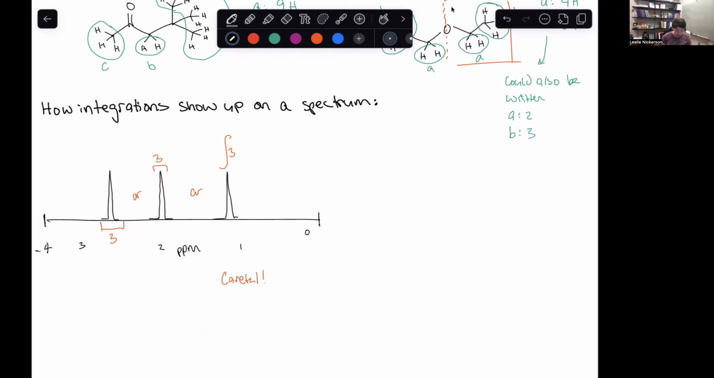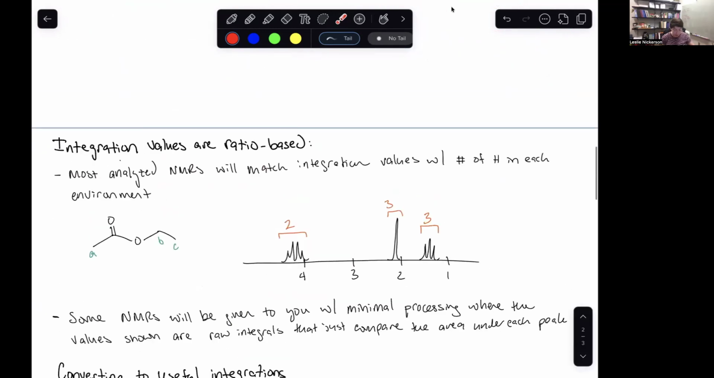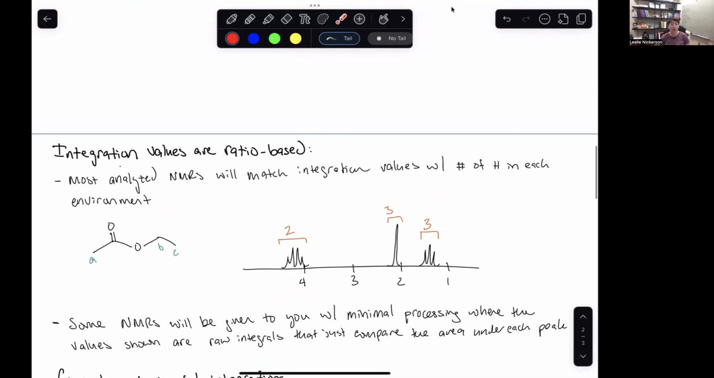Okay, dot, dot, dot. But make sure that you're not just looking at any of those x-axis values for your integrals. That is not it. Look for the brackets. Because those integration values are ratio based, most of the time the analyzed NMRs that you'll be given will match the integration values for the number of hydrogens.